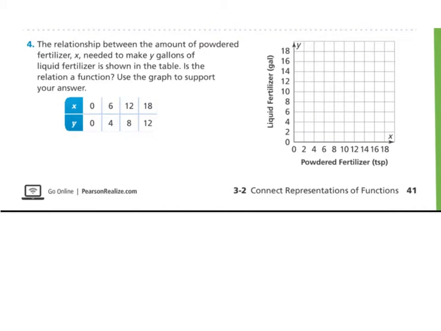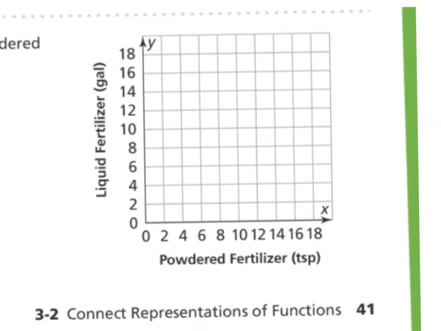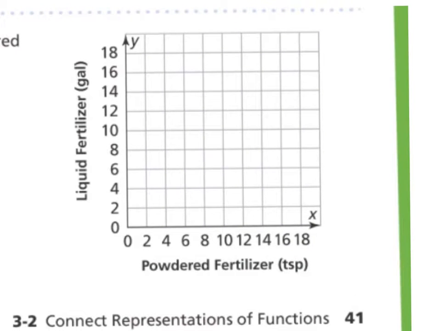Number 4, the relationship between the amount of powdered fertilizer X needed to make Y gallons of liquid fertilizer is shown in the table. Is the relation a function? Use the graph to support your answer. Okay, so we already did these a little bit by not having a graph. If we have the graph, we can just do that by doing our vertical line test again.